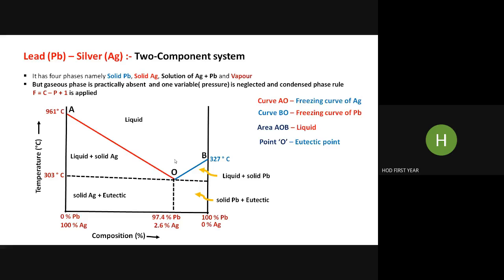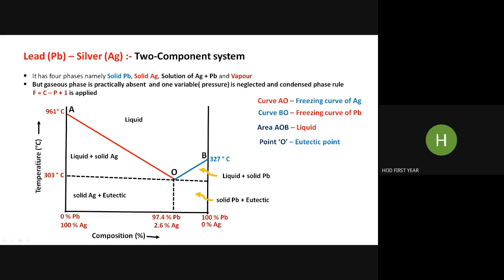Now, this is the basic requirement to solve this question: describe the lead silver system with respect to Gibbs phase rule, with respect to the phase diagram, a neat labelled phase diagram. So here you need to first write the background of the system. How four phases are possible with the lead silver system, but the vapor phase is neglected because the melting and boiling points are very high. So practically we don't consider the vapor phase. So we study the system by considering temperature and composition, and pressure is kept constant at 1 atmosphere.